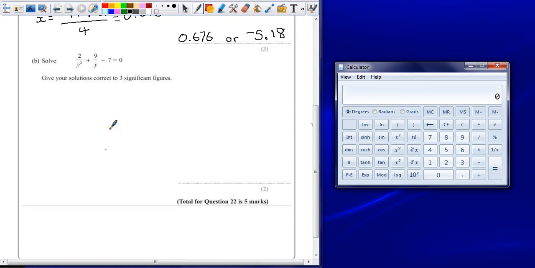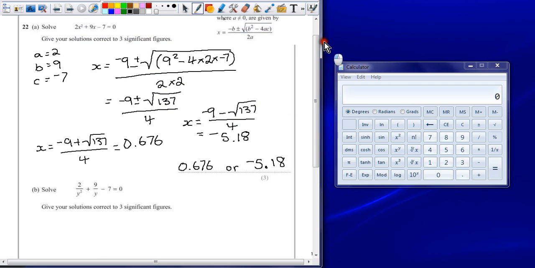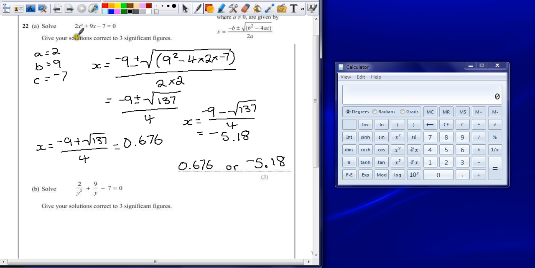Question 22b says solve 2 divided by y squared plus 9 divided by y minus 7 equals 0, giving solutions correct to 3 significant figures. Well, the previous question gave us a quadratic in terms of x, and it was 2 multiplied by x squared instead of 2 divided by y squared.